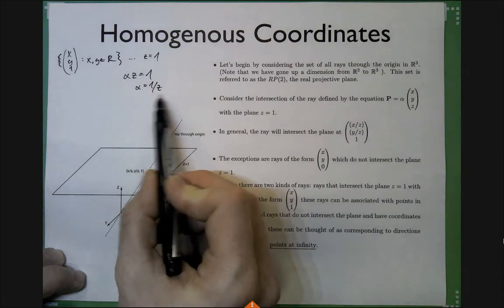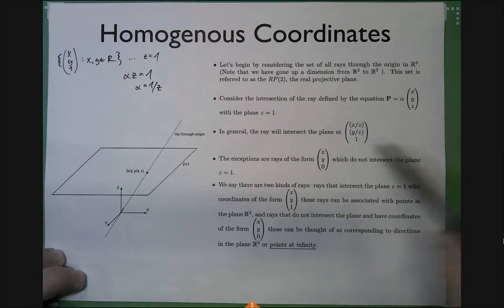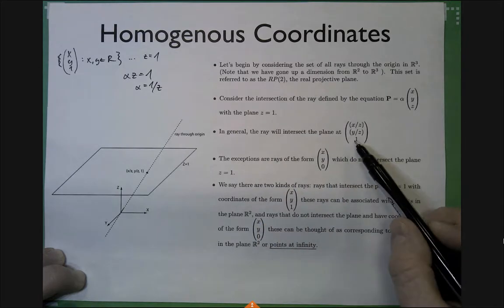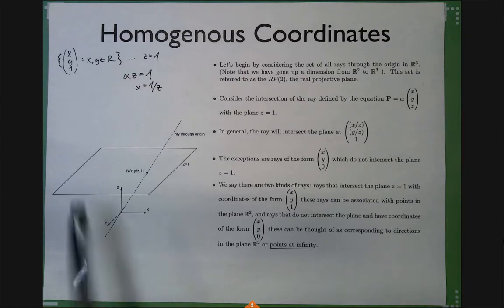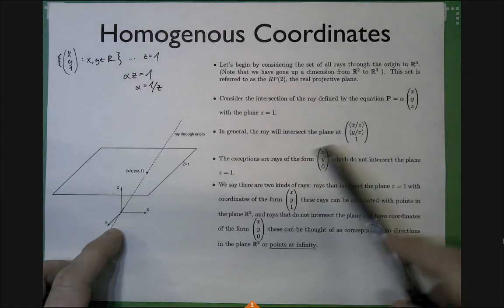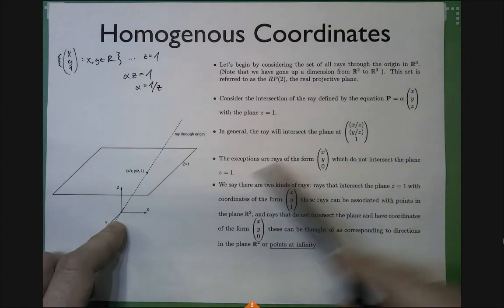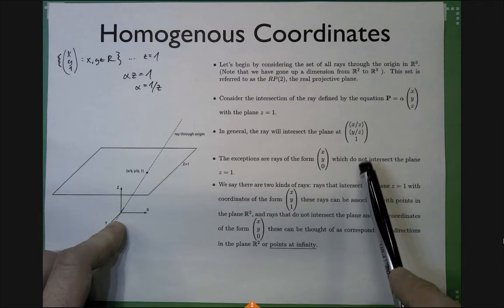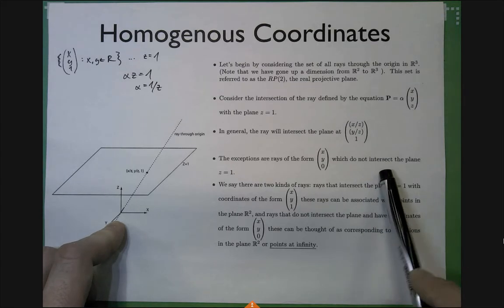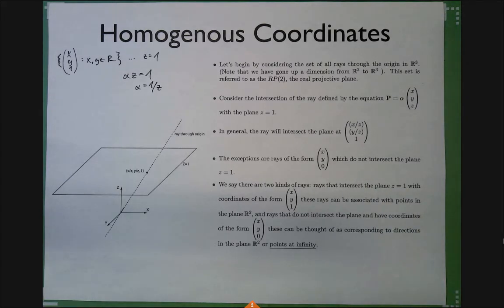If I plug this 1 over z here, I will see that the ray will intersect the plane at x divided by z, y divided by z, and 1. It has to be 1 because that's where the plane is. And here is how the x and y map to the coordinates on the plane. It's also the same as the perspective camera model, which I will show in a second. Okay.